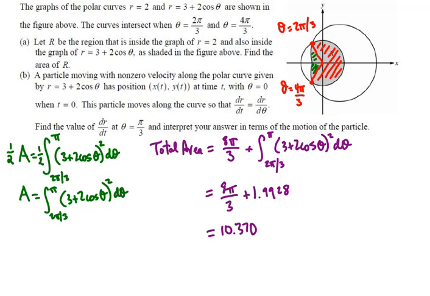In part B then, we have a particle moving with a non-zero velocity along the polar curve given by r equals 3 plus 2 cosine theta. That's the limaçon. And obviously it has a position of x of t, y of t at any time t, with theta being 0 when time t is equal to 0.